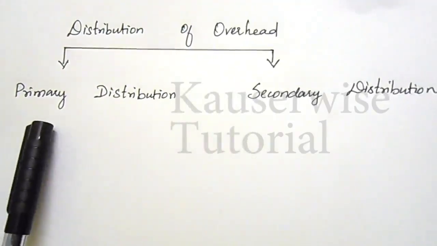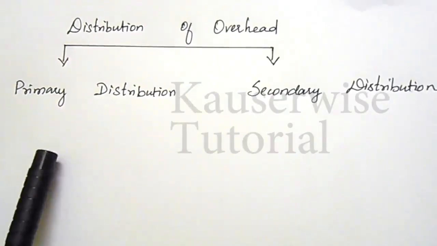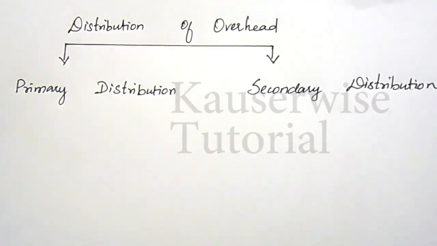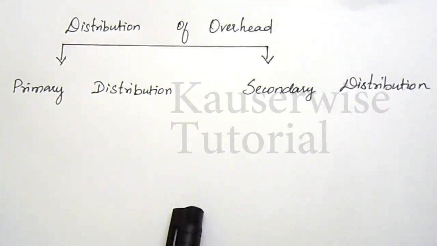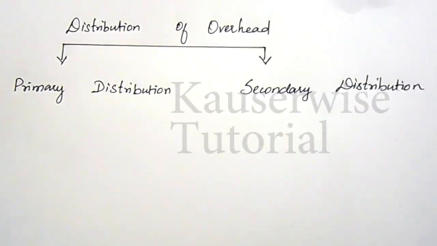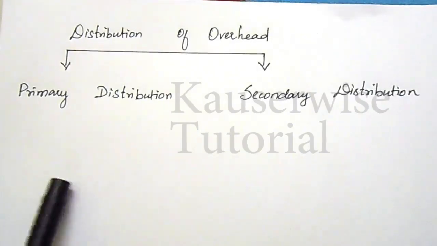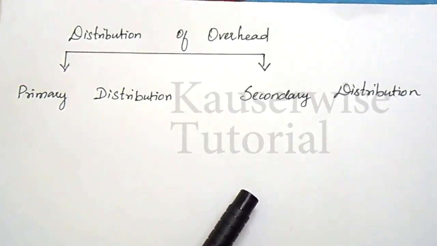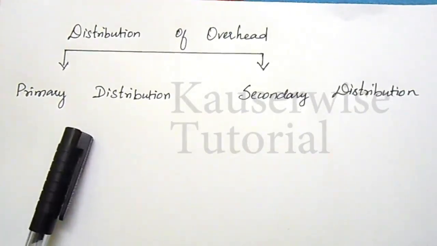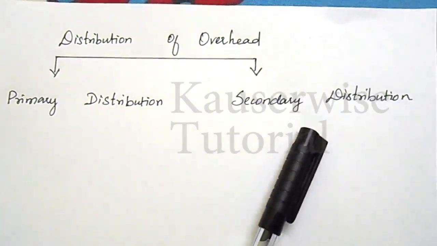So in that we have primary distribution. Primary distribution means here we'll have production departments and service departments. All the expenses incurred for each and every department, either wholly or based on certain basis, will be apportioned or distributed among the various production and service departments directly. This is called primary distribution. This we have already discussed in a separate video. So now let us see secondary distribution.